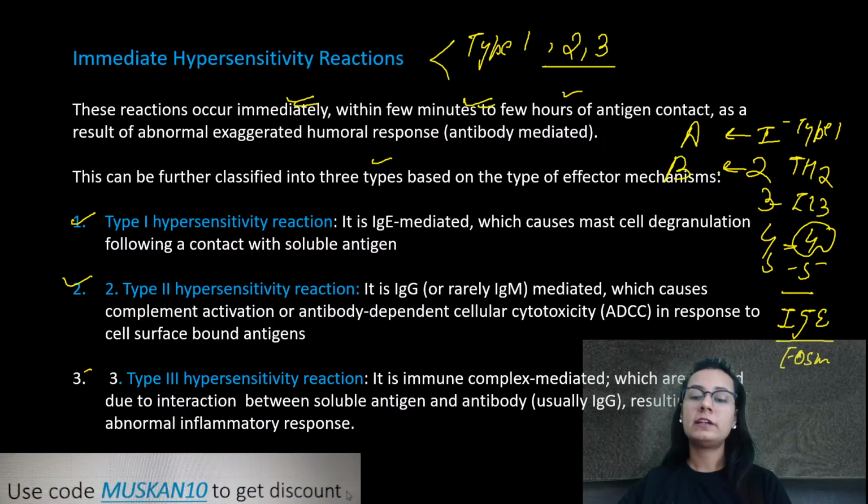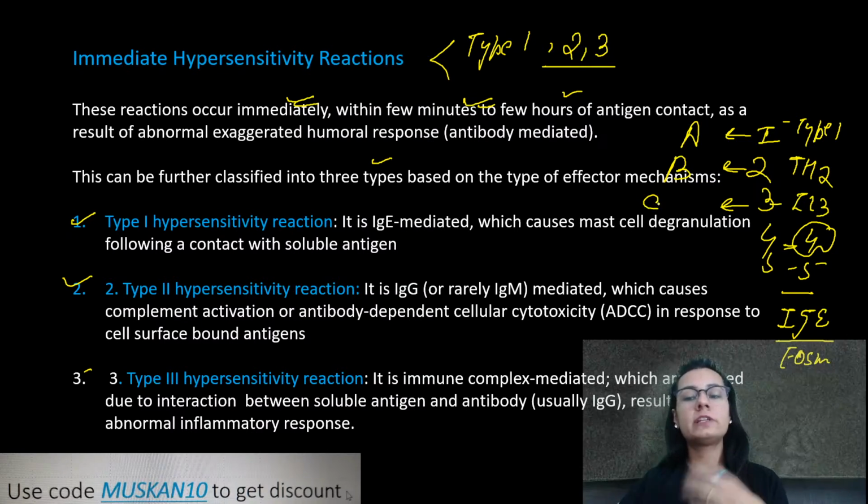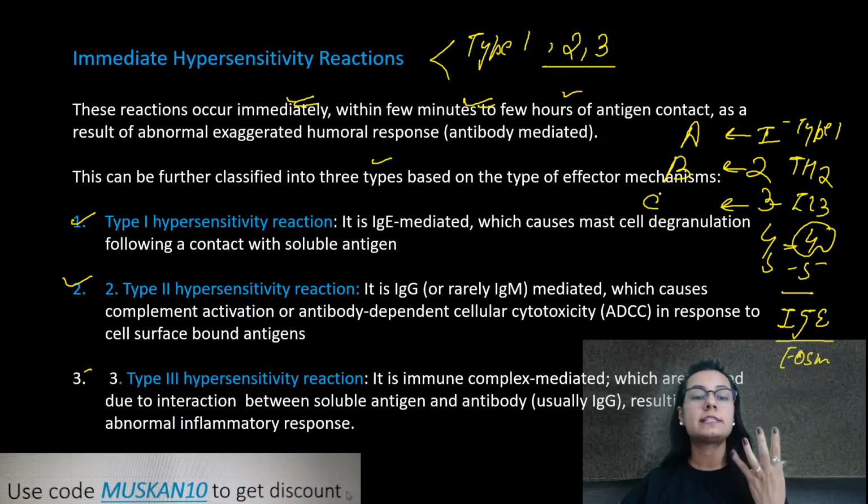2 से B letter, that is the bee sting. 3 पे C, that is the Casoni's test. So this summarizes the type 1 hypersensitivity reaction along with the example.